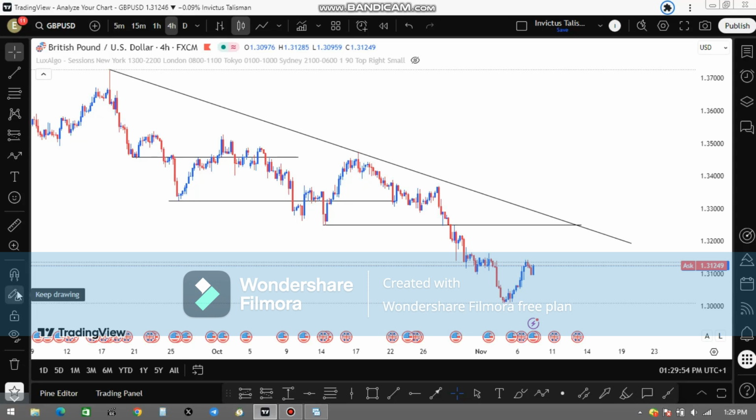So I've actually drawn the trend line and the support and resistance levels. If you don't know how to do this, I've made videos on this before. You can go and watch them. It will really help. So now I want to mark out the supply and demand levels.